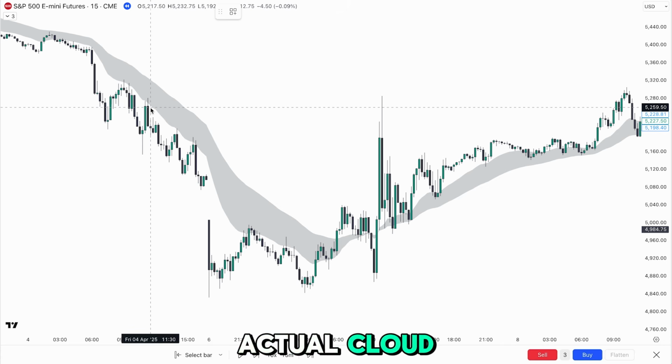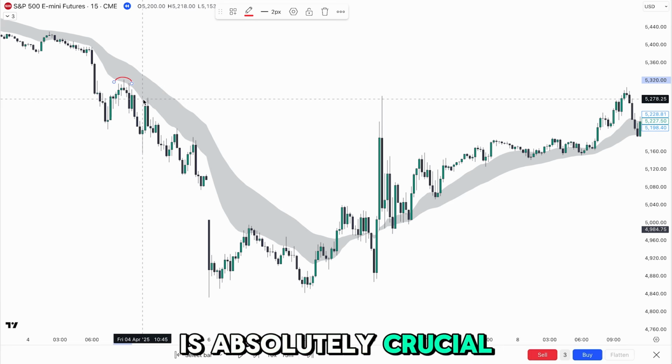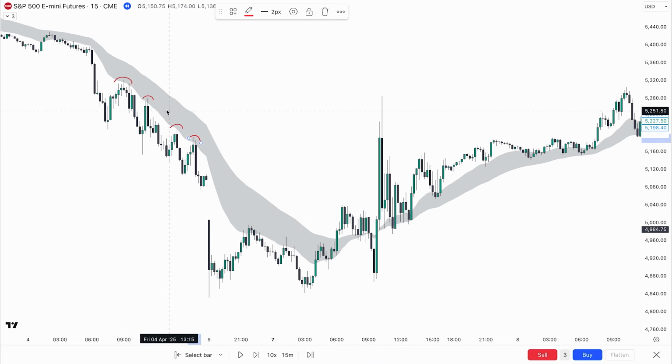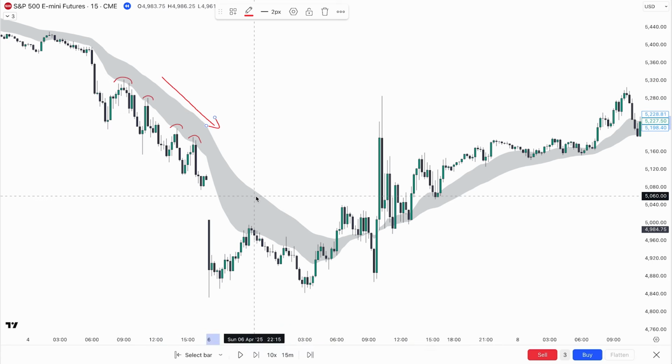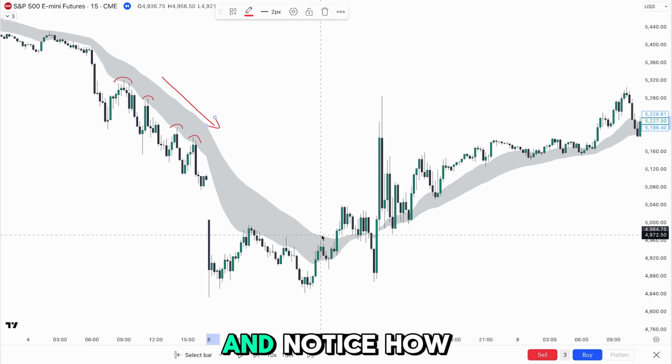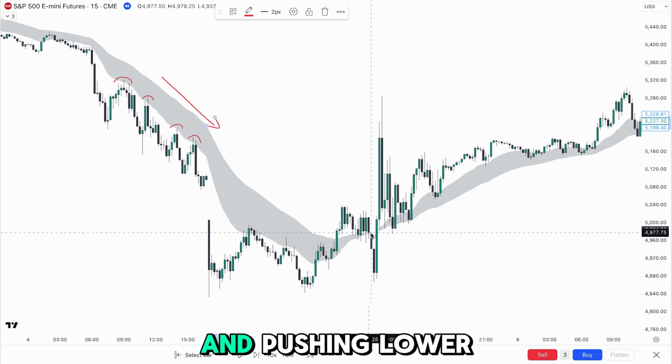Now between the 20 and the 50, you'll notice this shaded area. This is the actual cloud, and this zone is absolutely crucial. Look at how the price is constantly reacting to this area. Look at all these rejections here. In this case, the cloud is sloping down, so we're clearly in a downtrend. And notice how price keeps rejecting off the cloud and pushing lower.